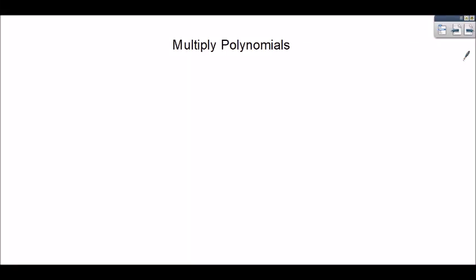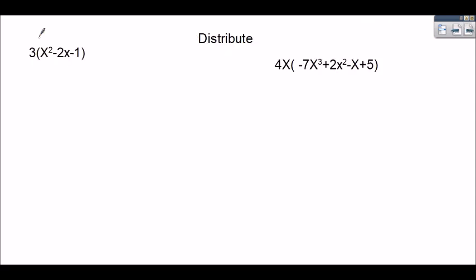Today we're going to learn how to multiply polynomials against each other. The first thing we do is we're just going to distribute. And that just means the 3 is going to multiply to the front number of everything in front of here. And then the 4 is going to multiply to the front number. And then the x is going to multiply to the x's.